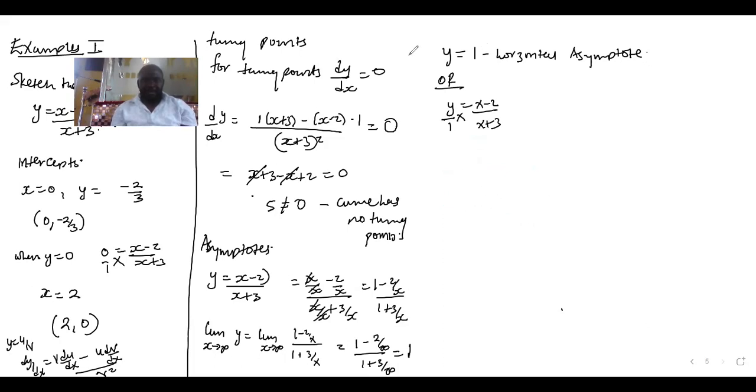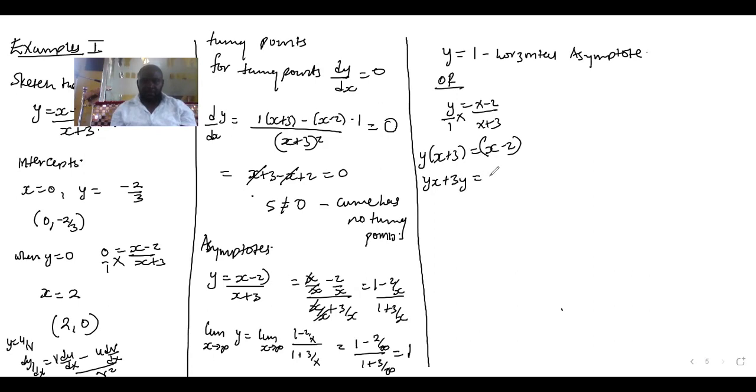Guys, I told you I need your skills of factorization and expansion. If you are not good, trouble is coming your way. More algebra is coming in all these advanced topics of pure math. When you cross multiply, you get y of x plus 3. Are we fine with this? Can you enter the y into brackets? Read to me what you write. yx plus 3y is equal to x minus 2.